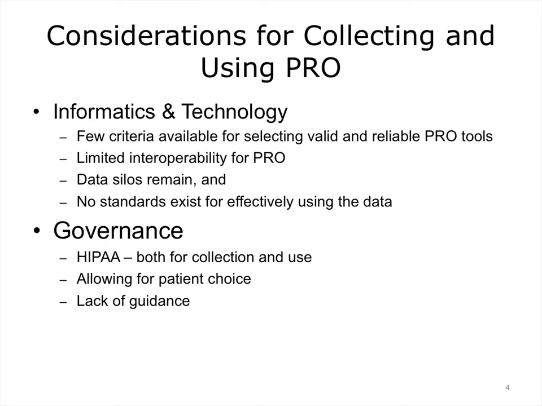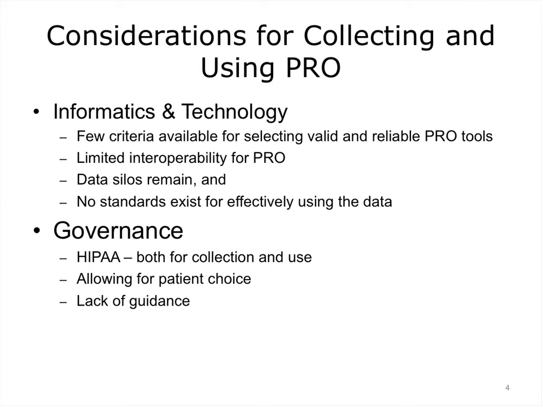What are some considerations for collecting and using patient-reported outcomes, or PRO? There are four main areas, and we will cover them here. The first one is informatics and technology. There are few criteria available for selecting valid and reliable patient-reported outcome tools. This is a new area in terms of outcome reporting, so the tools are still being developed.